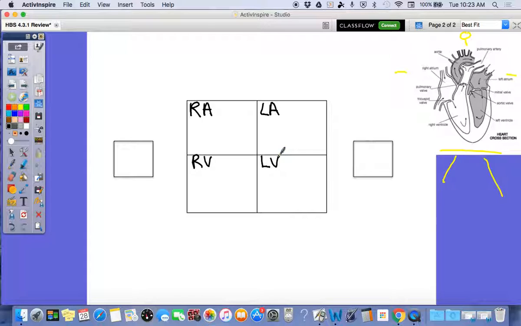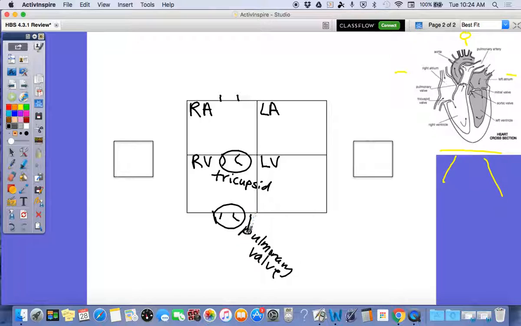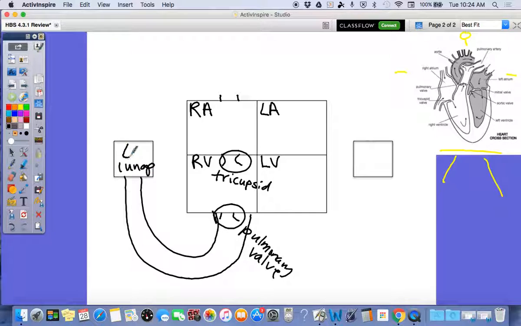Blood always enters in here into the right atrium. It moves through the tricuspid valve, down through the pulmonary valve, and it travels through the pulmonary valve to the lungs. Pulmonary means lungs, so this would be your lungs. Okay, and it travels through the lungs via the pulmonary artery.